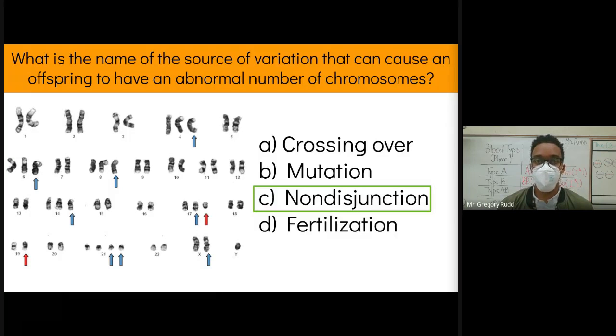But one of the cells ends up getting an extra copy, which would lead to an offspring who has at least 47 chromosomes, or one of them might end up getting 1 fewer than they should, which leads to a person who has 45 chromosomes. So that process is called non-disjunction because the chromosomes are failing to separate.